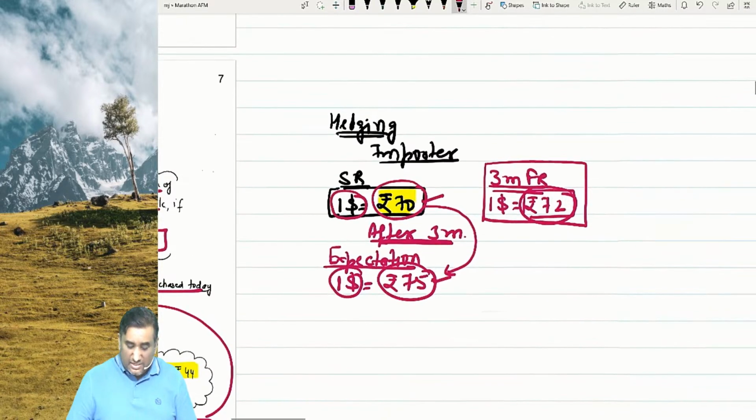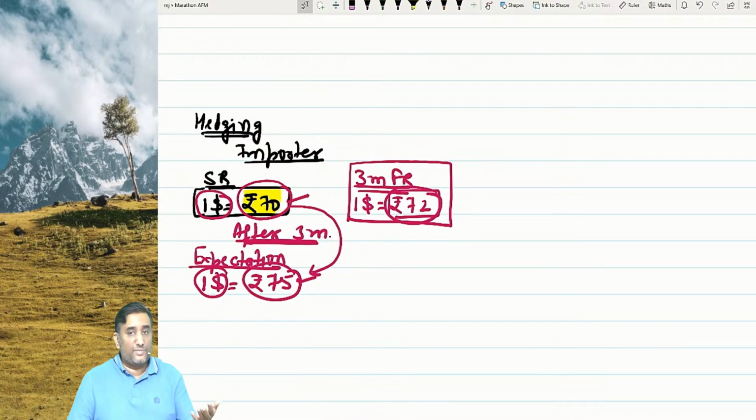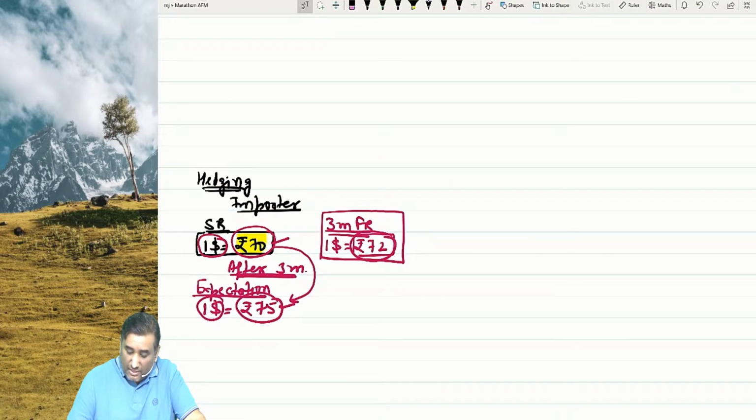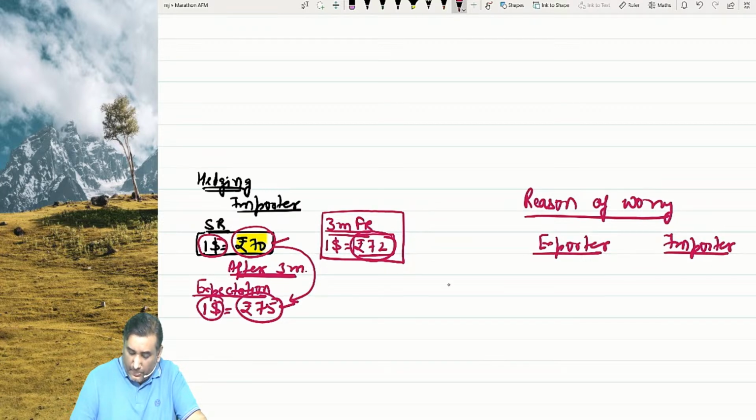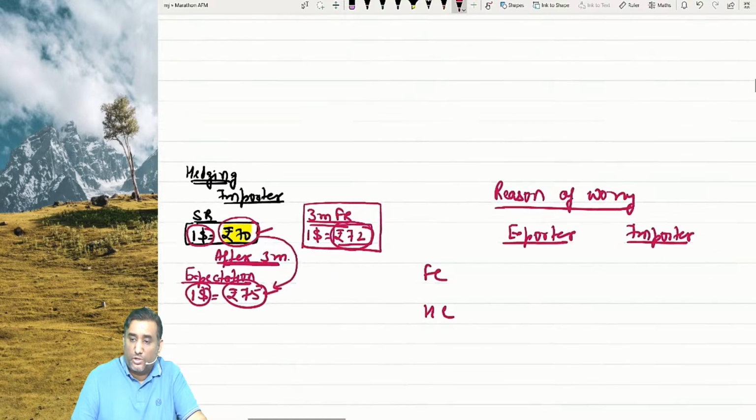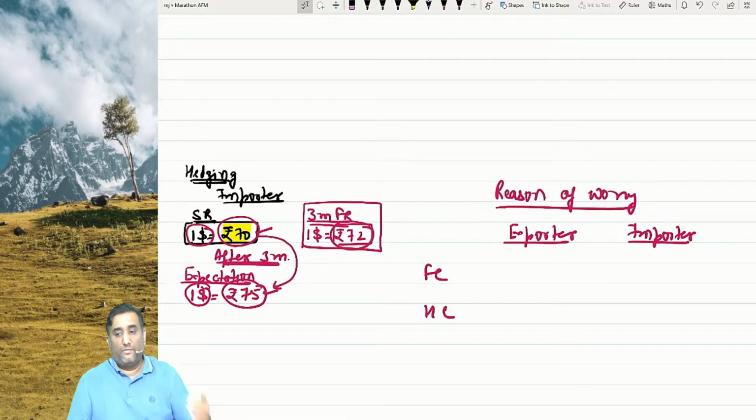So under what circumstances will importer and exporter go for hedging? We call it the reasons of worry. What are the reasons of worry for importer and exporter? There are two currencies involved: one is foreign currency, the other is home currency. This was the importer case, so let's look at the importer.